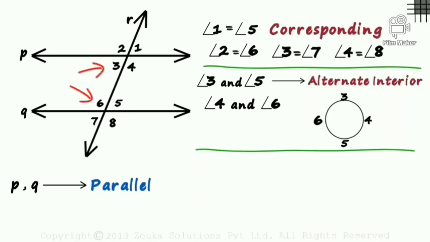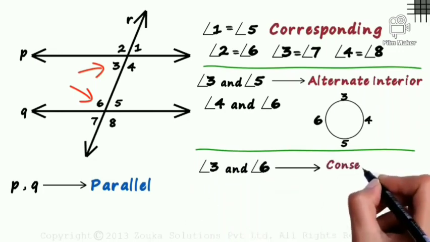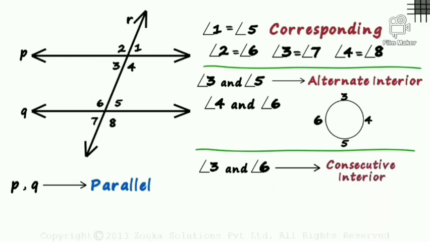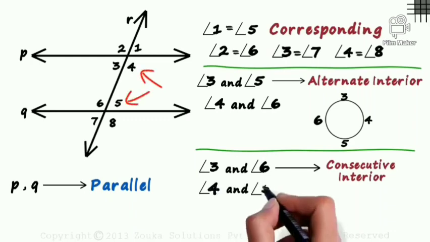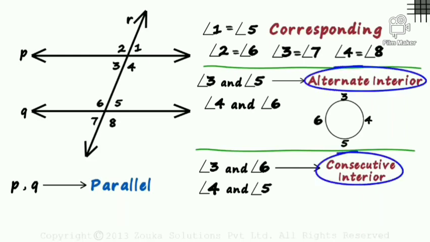Now you can see another one. If you see, angle 3 and angle 6 are on the same side of the transversal. Okay, those two are called consecutive interior angles. Clear? Now, is there any other pair of consecutive angles? Yes, here angle 4 and angle 5 are also another pair of consecutive interior angles. So remember that there will be two kinds of interior angles: alternate interior and consecutive interior angles.